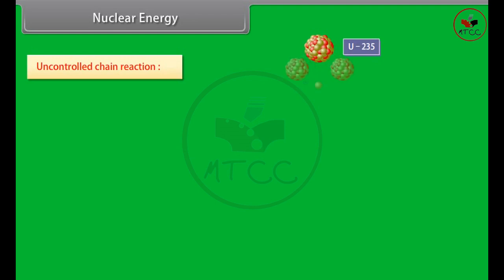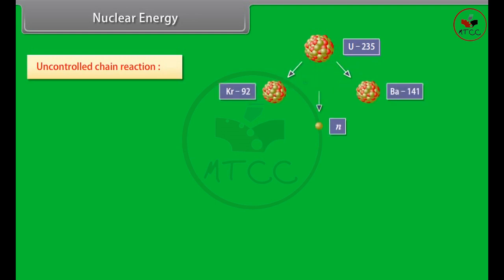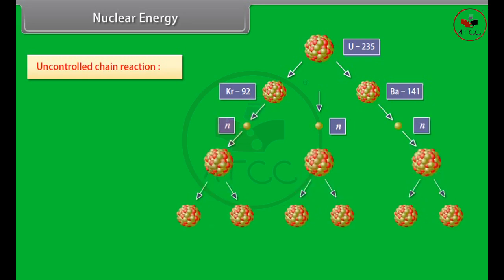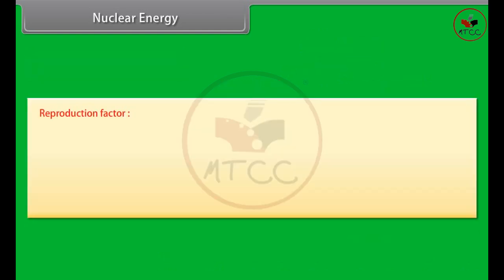Uncontrolled chain reaction. In this process, out of 2 or 3 neutrons produced per fission, on the average, more than one neutron causes further fission, and so there is no control on fission process. Thus, this is a very fast reaction, and a huge amount of energy is released in a very short duration, and takes the form of a violent explosion. Thus, this energy is harmful and forms the principle of atom bomb. Reproduction factor.